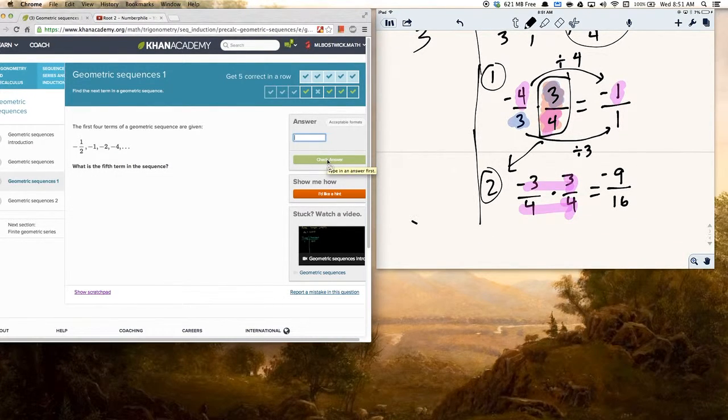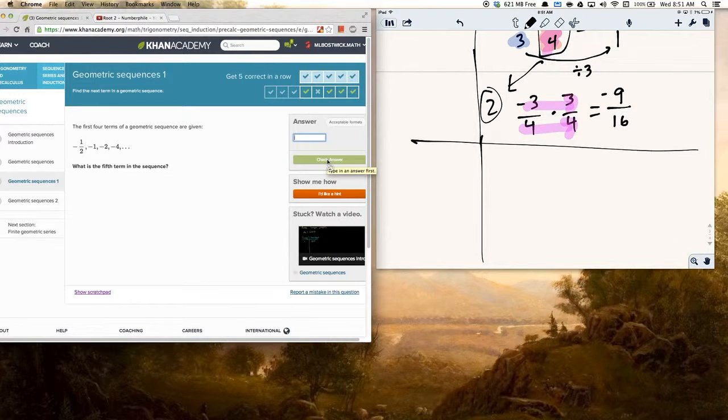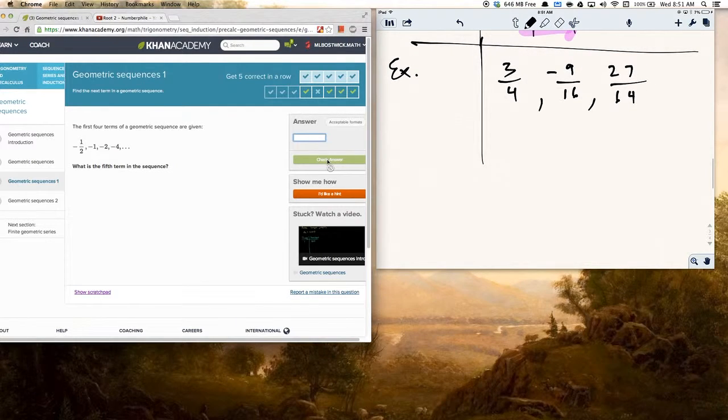I want to just give you one more example here that you may run into. It is occasionally the case that you'll have a pattern that looks like this. Let's say negative 9/16, and then the next one would be positive 27/64. Okay, so if I need to take 3/4 and multiply it by something I don't know yet to get negative 9/16, I'll notice first that it has to be negative to change a positive into a negative. But here, you'll notice that I have to multiply 3 by 3 to get 9, and so that means I need a 3 on top.